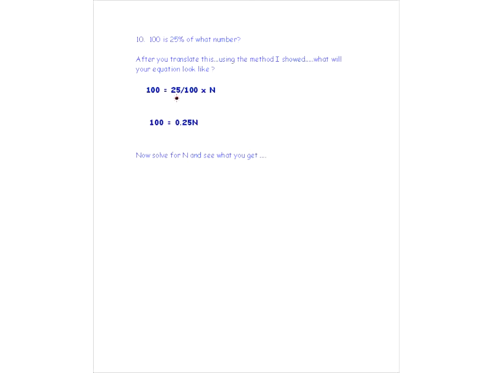Okay, let's check it out then. So we write 100 equals 25 over 100 times n. 100 equals 0.25n. Now again, we solve for n, we divide both sides by 0.25. I'll let you guys try that out, see what you get for n.